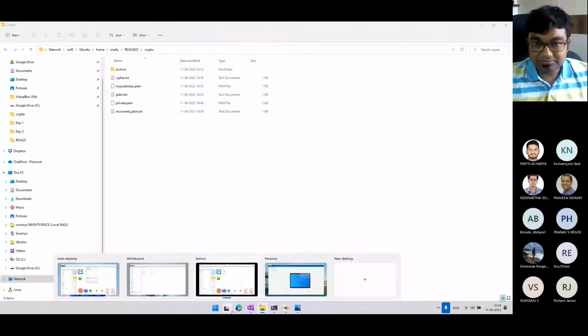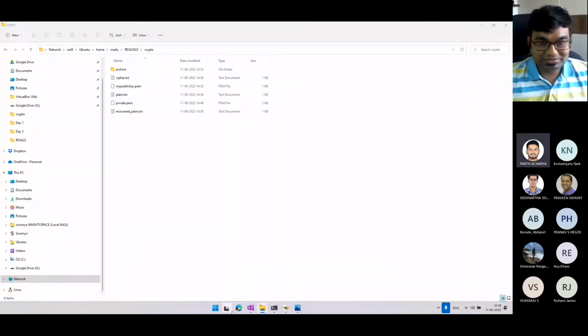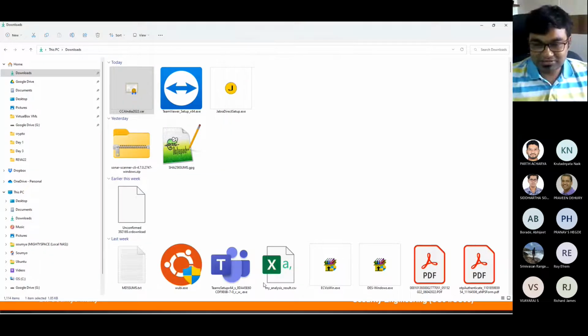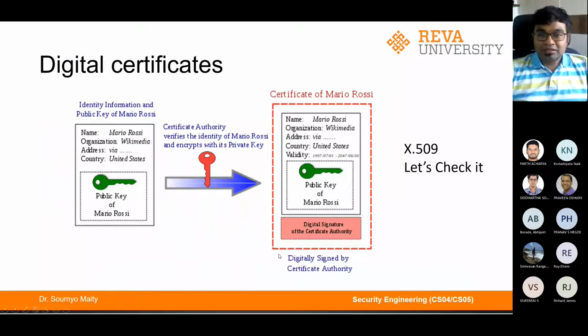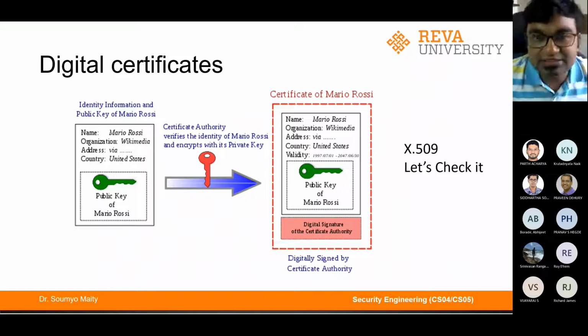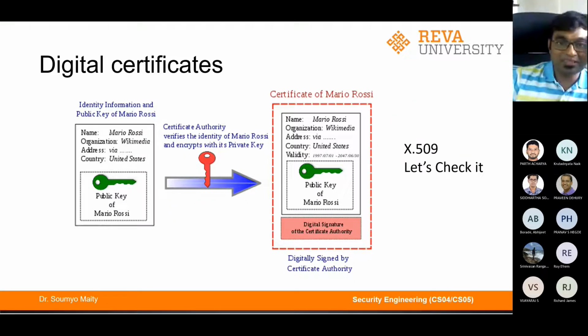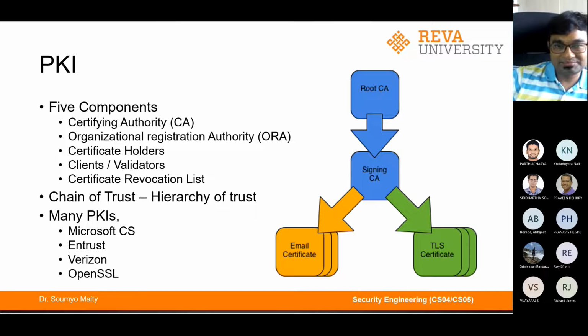Makes sense? This is what a digital certificate is. A digital certificate is often called X509 because that is a standard format used for digital certificates. Otherwise, what will happen? If different browsers can read different formats of the certificate, or different certifying authorities issue certificates in different formats, then it is a problem. That's why all of them agreed: let us use one single format, which is called X509.